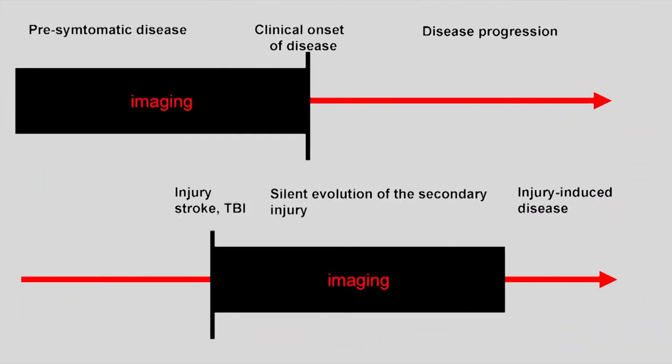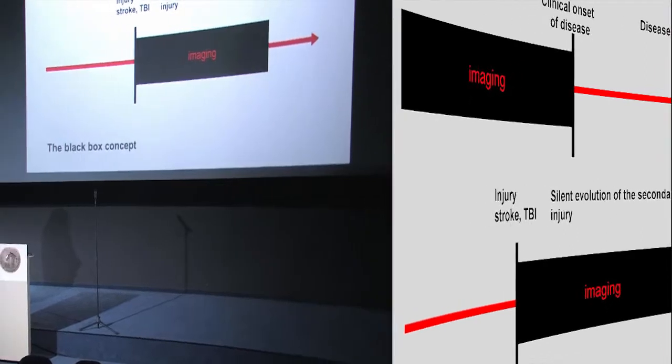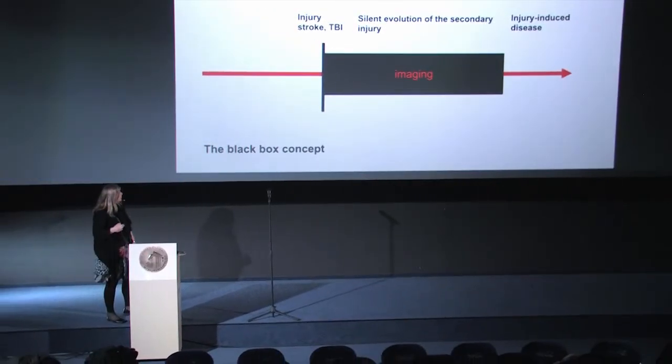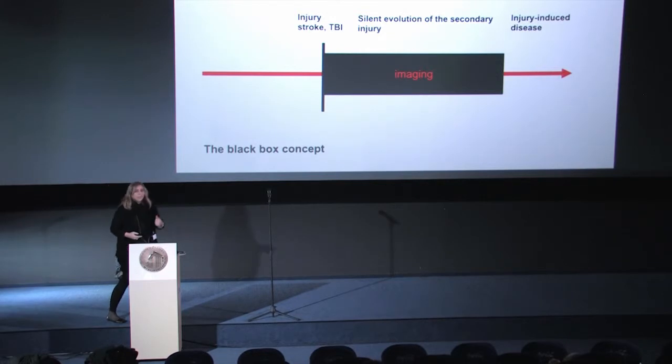Contrary to that, in stroke or traumatic brain injury, people live normally up to 50, 60 years, then the incidence of stroke increases, and if you survive a stroke, there is also a silent evolution of the secondary injury. And what is really important, we know that traumatic brain injury as well as stroke are great risk factors for developing dementias later on in life.